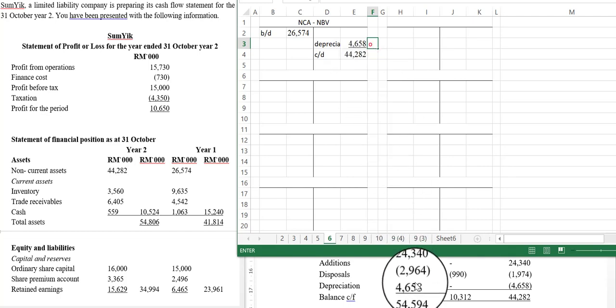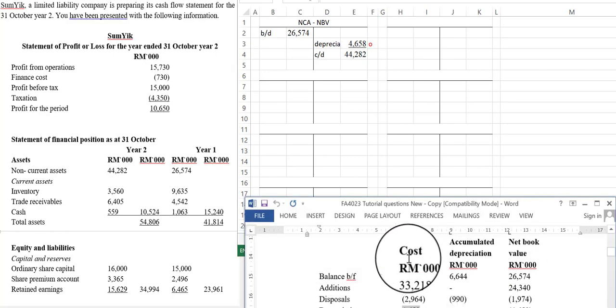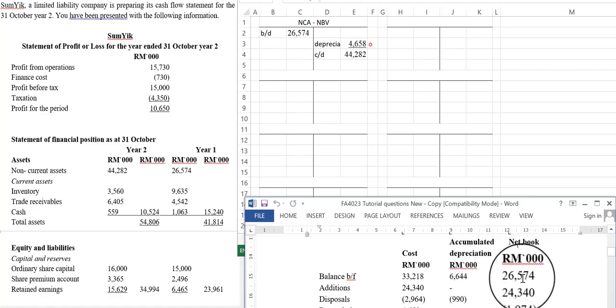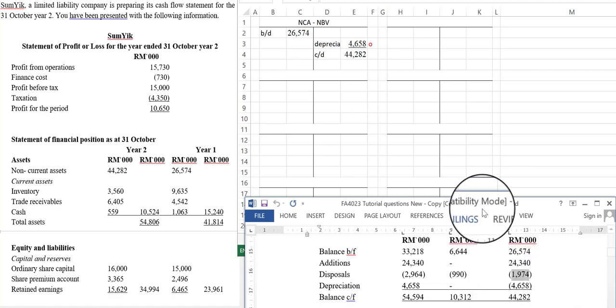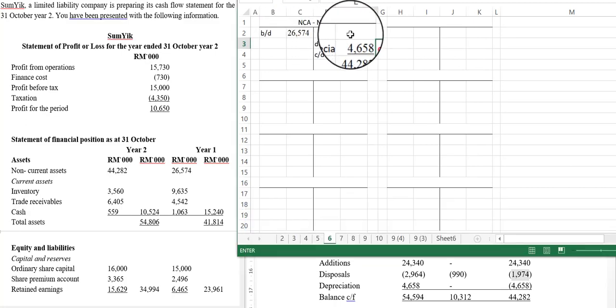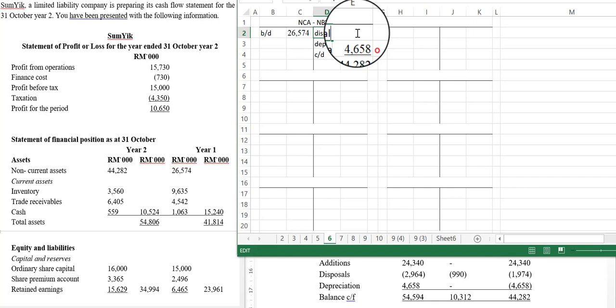Okay, and then next you will have your disposal. Now look at this. This is cost, this is accumulated depreciation, and this is your net book value. So here this is your net book value for your disposal. These questions always say this NCA account is in net book value version, so whatever figures you put in should be in net book value. So for disposal here, it should be this figure because it's net book value.